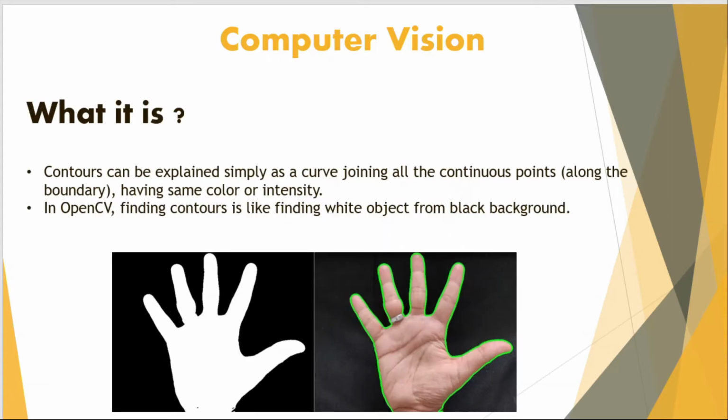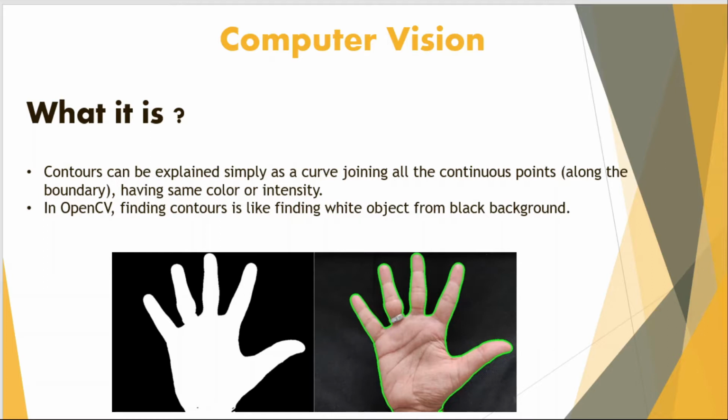So what is a contour? A contour can be explained simply as a curve joining all the continuous points having the same color or intensity. For example, we have this hand and you can see the green boundary around it that gives us the shape of the hand, and this is known as drawing a contour around the hand. Contours are a very useful tool for shape analysis and object detection and recognition. For example, you can use them for detection of different traffic signboards, and there are many use cases of contour detection.